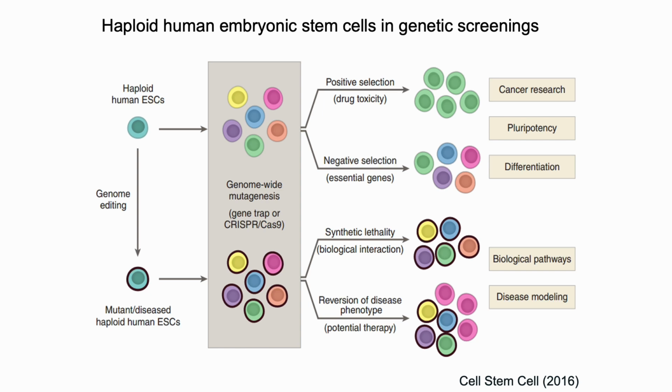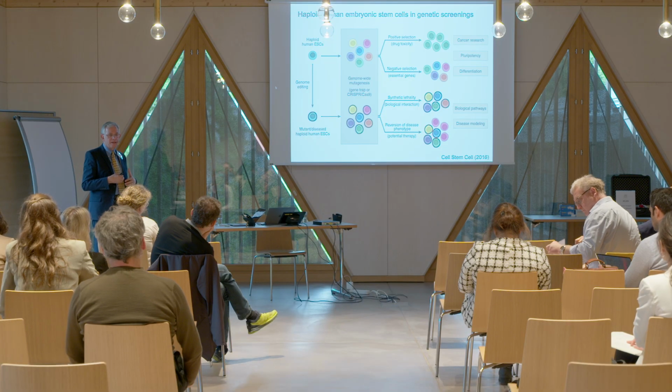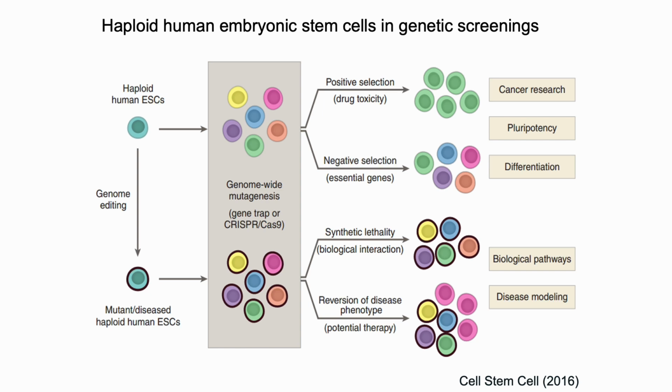And I'll discuss the negative selection, and later on I will discuss another strategy. But basically, if we now have mutation in all the genes in the human genome, each cell has a mutation in 1 gene, we can ask whether this gene is essential for normal division or for a specific process. So we look at the cells at the beginning and the cells, let's say, after proliferation or differentiation, and we look at what is missing. If the yellow cell is missing, the yellow gene is needed and is essential for this process.